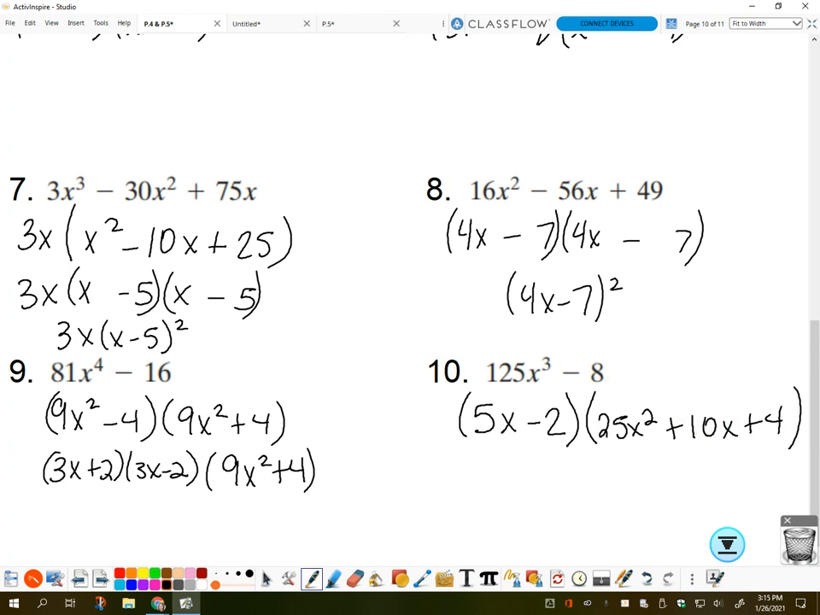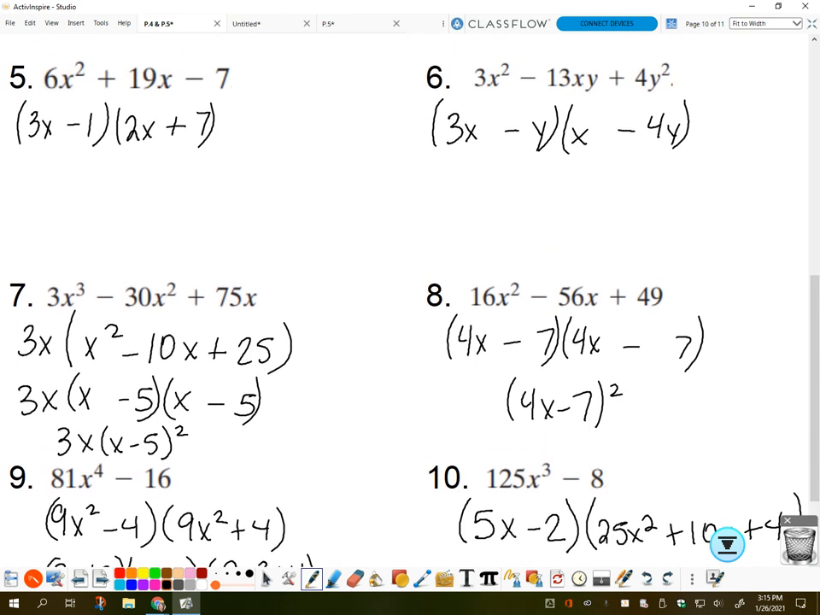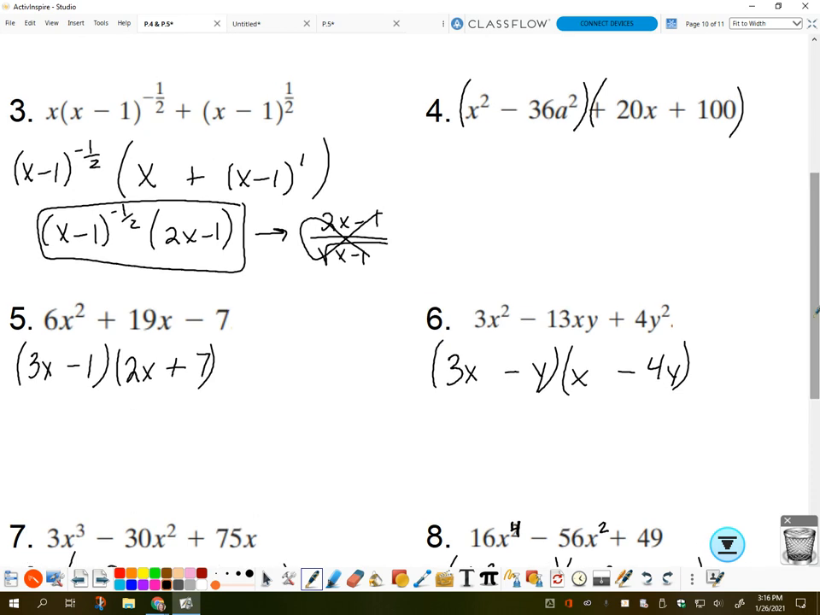All right, so that's a good sample of what you're going to have. There may be some problems that look like this, for instance, where this is a 4 and this is a 2. All that does is change these to 2's. Okay, so don't let that make you worry that you can't do it. There are a couple where they look something like this, where there's fraction exponents. So again, just take out the smallest amount.